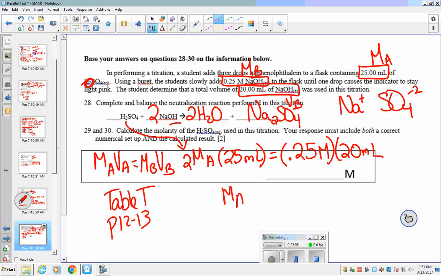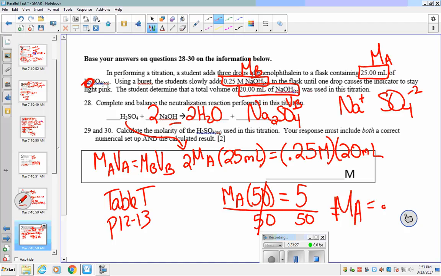this side will be Ma times 50 equals 5. To get that by itself, we've got to divide each side by 50, which is going to give us an Ma of 0.1 molar. So it's very common to incorrectly get 0.2 molar on that because of forgetting to bring down your 2 from up above. So make sure that if you got 0.1 for that, you understand why you have to bring that 2 down and why you end up with 2 there.